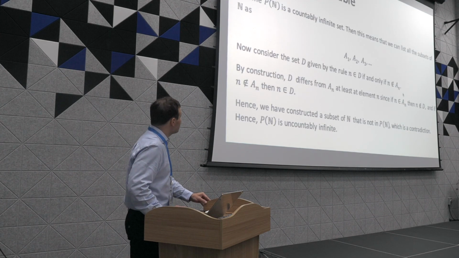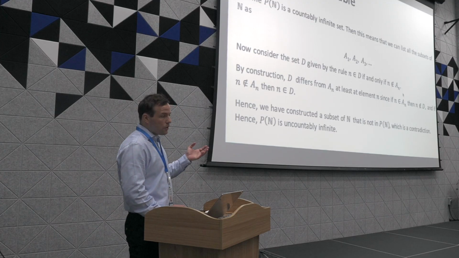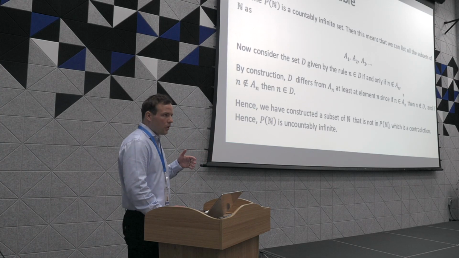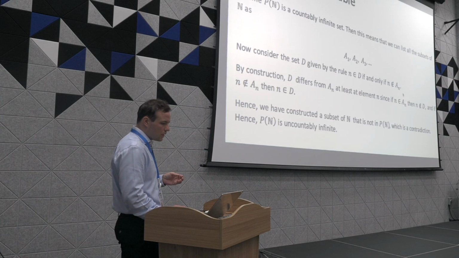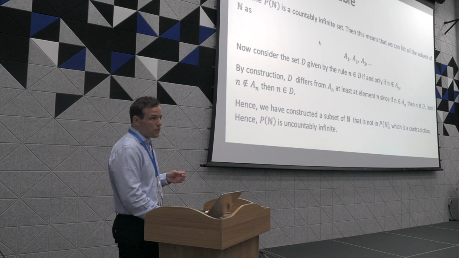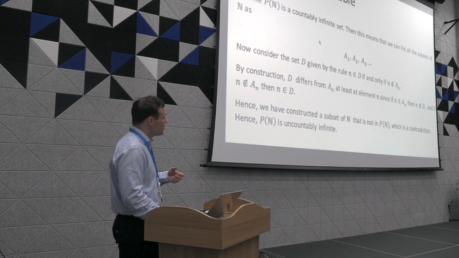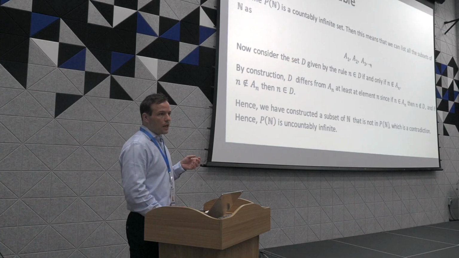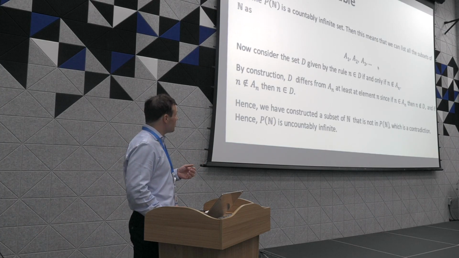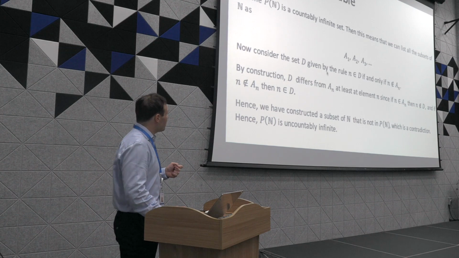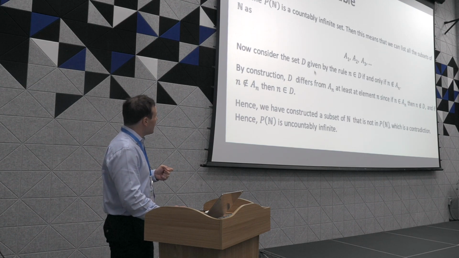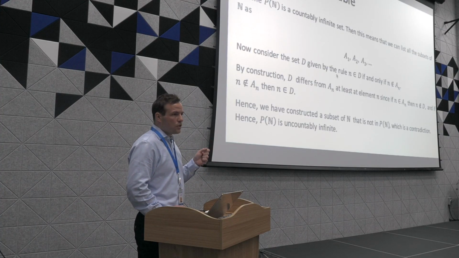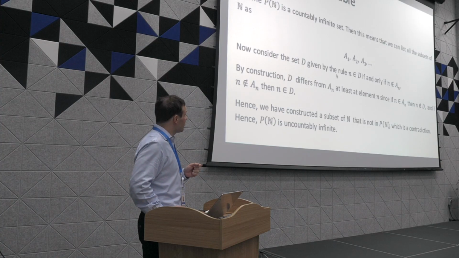So we can show that a power set is uncountable in much the same way that we did the interval from 0 to 1. And it follows the same sort of diagonal argument. So we first suppose that this set is countably infinite, so there's a bijection to the natural numbers, and therefore we can list out the subsets of the natural numbers. And then we create this other set here that's given by the rule that n is in D if and only if n is not in A sub n.